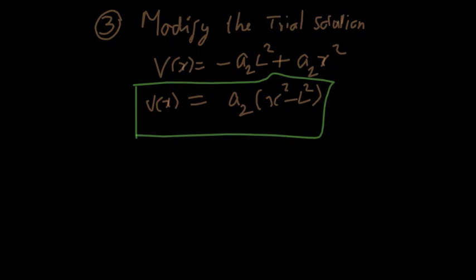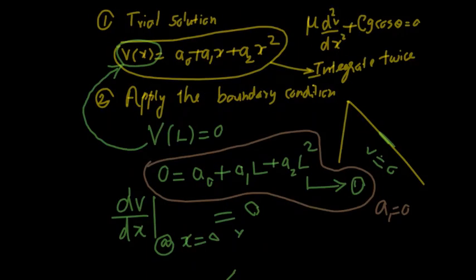If I get this value of a2, I can tell what is the value of velocity. So I'm going to do my fourth step. Fourth step is find d squared v by dx squared. That is going to be our fourth step.